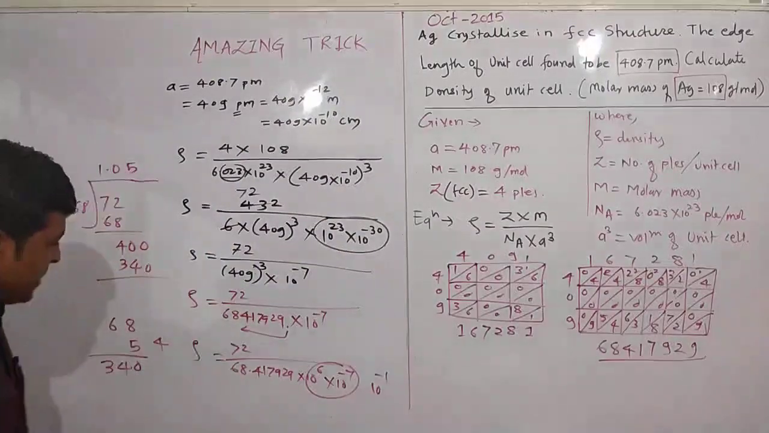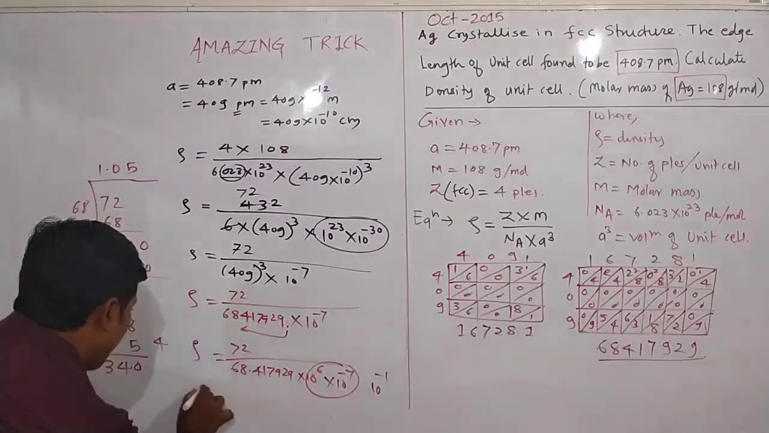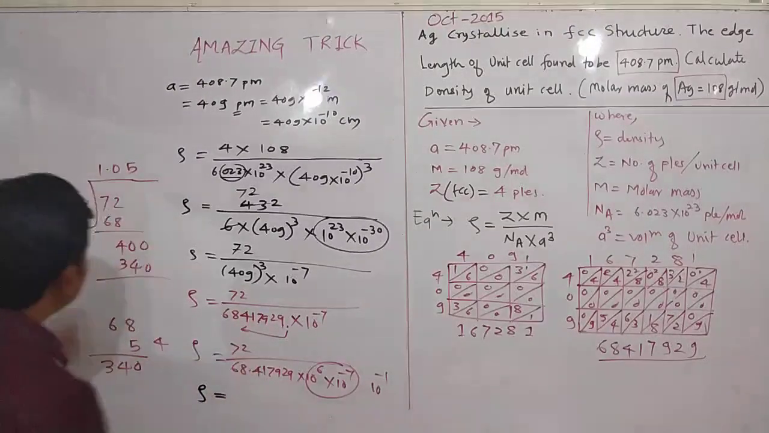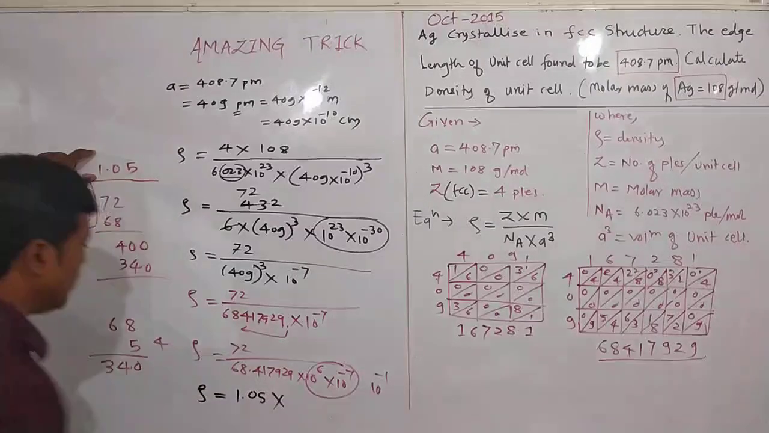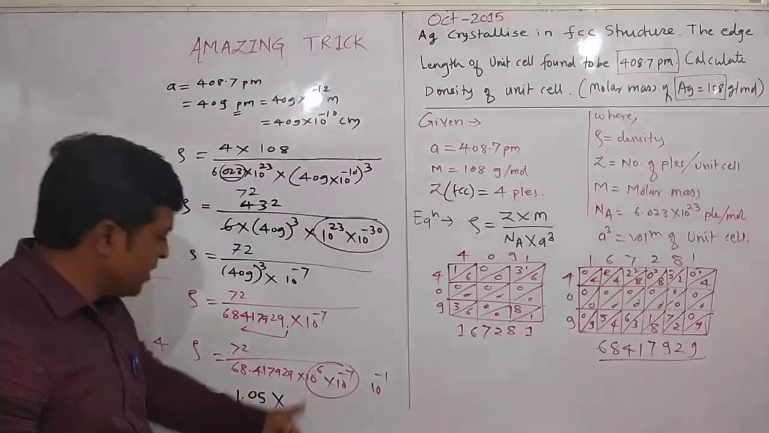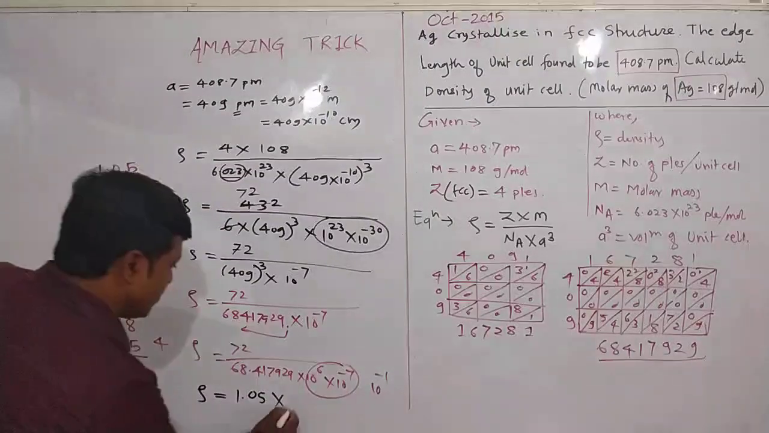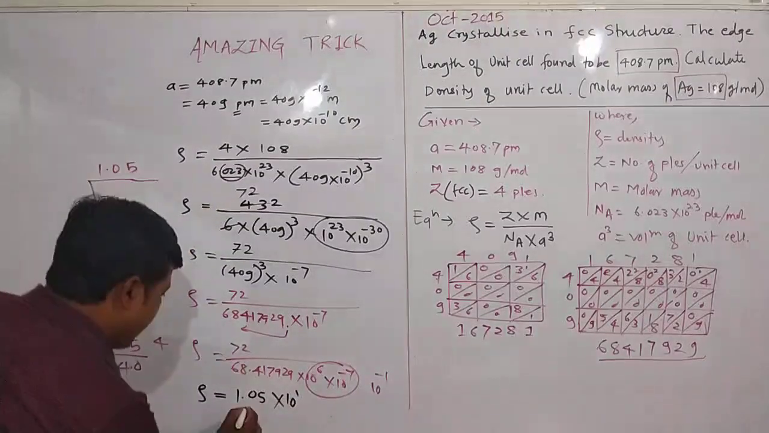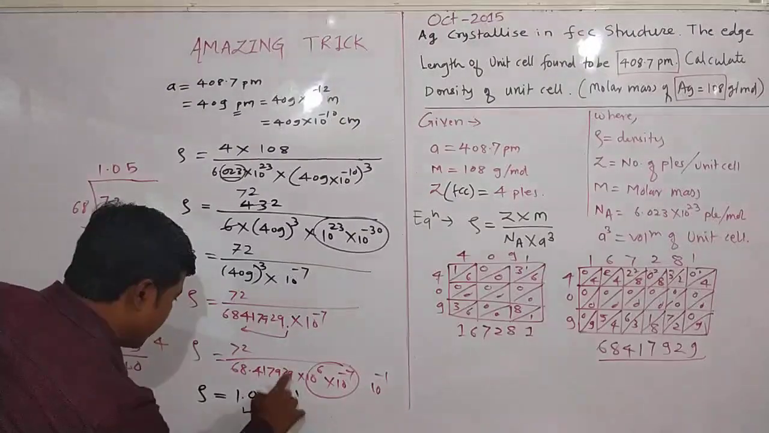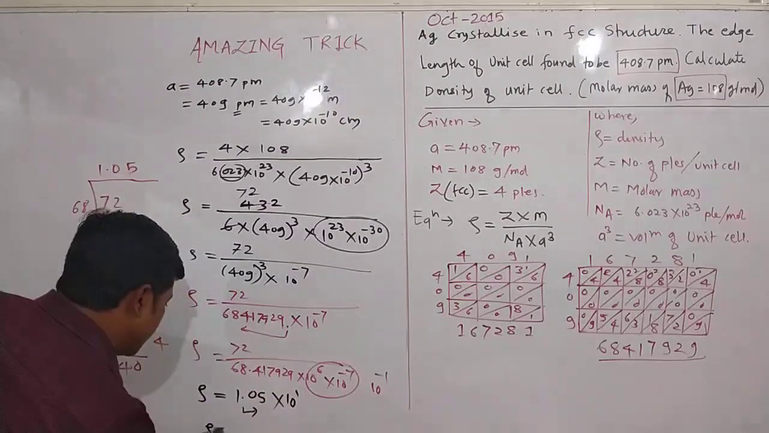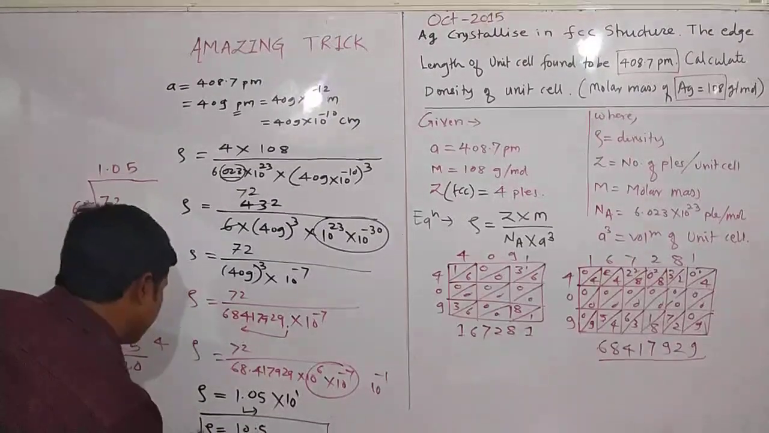So what is your answer? If you divide 72 by 68, neglect this number. This is not more than 5, so neglect this number. Rho is equal to 1.05. Now 1.05 into 10 raised to minus 1 becomes 10 raised to 1 in the numerator, so you have to increase the value and decrease the power. We can say rho is equal to 10.5.